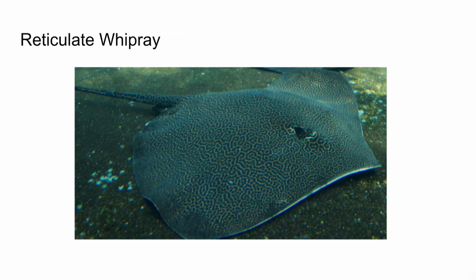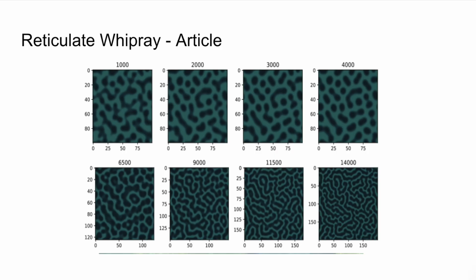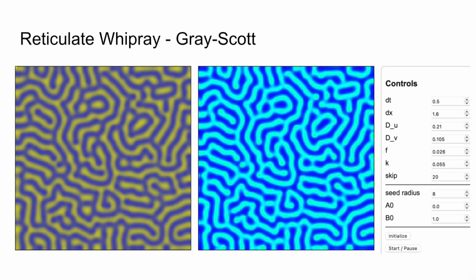The next animal we will be going over is the reticulate whipray, and the reticulate whipray, as you can see in this article, has a bunch of dots that slowly turn into a maze-like structure with a bunch of lines. Our Gray-Scott model shows the end result with all the maze-like structures in it with not very many dots.